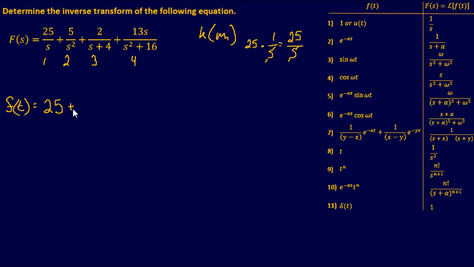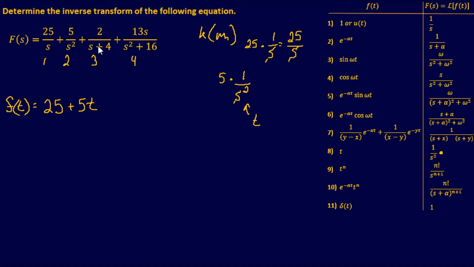All right, then it's going to be plus, and then we have 5 over S squared. Well, again, looking down at this table, which one of these mimics 1 over S squared? Well, it's going to be that guy right there. And same thing, your 5 is going to be considered your K, so which means your 5 is going to be multiplied times your 1 over S squared. So which means you're going to have times T, so it's going to be 5 times t. See how I got that? All I did was replace this guy with t.